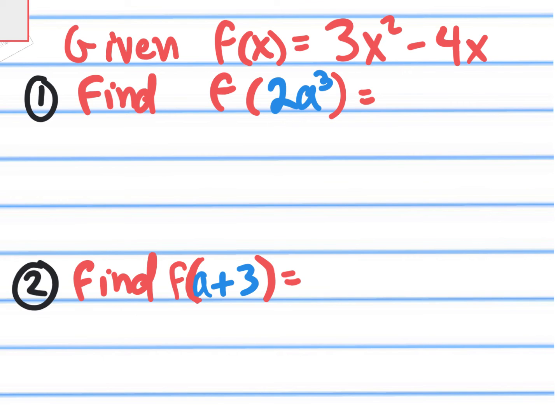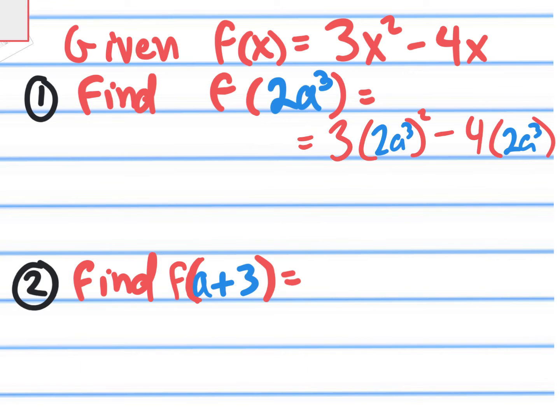So here I go. 3x squared minus 4x. But instead of x's, I put parentheses. What am I plugging into those parentheses? 2a to the third, right? So let's plug in 2a to the third into both of those parentheses.